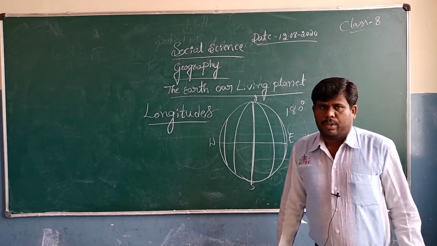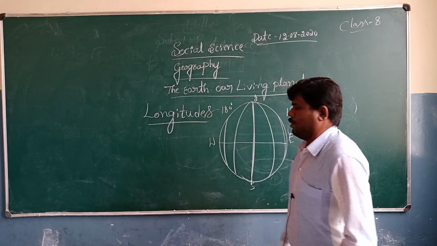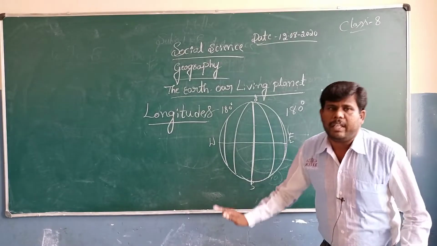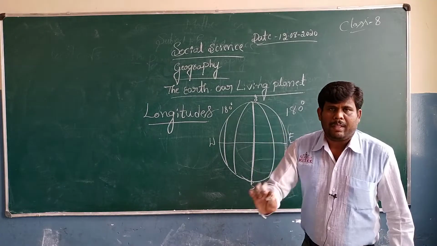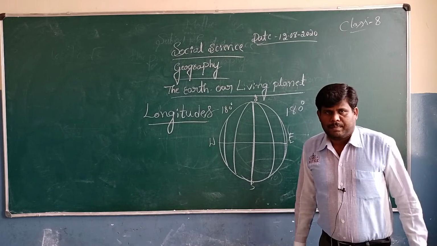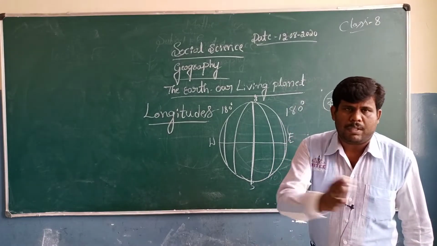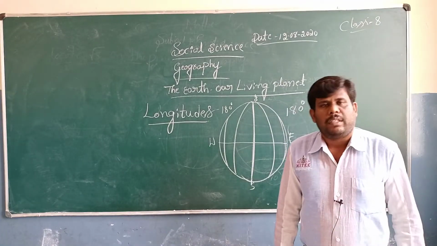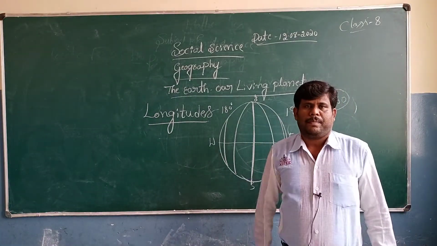In the eastern hemisphere, there are 180 degrees of longitude. In the western hemisphere, there are 180 degrees of longitude. That means 180 longitudes in the east and 180 longitudes in the west. 180 plus 180, that is 360 longitudes on the earth. You should keep this point in mind. How many longitudes are on the earth? Yes, there are 360 longitudes on the earth.